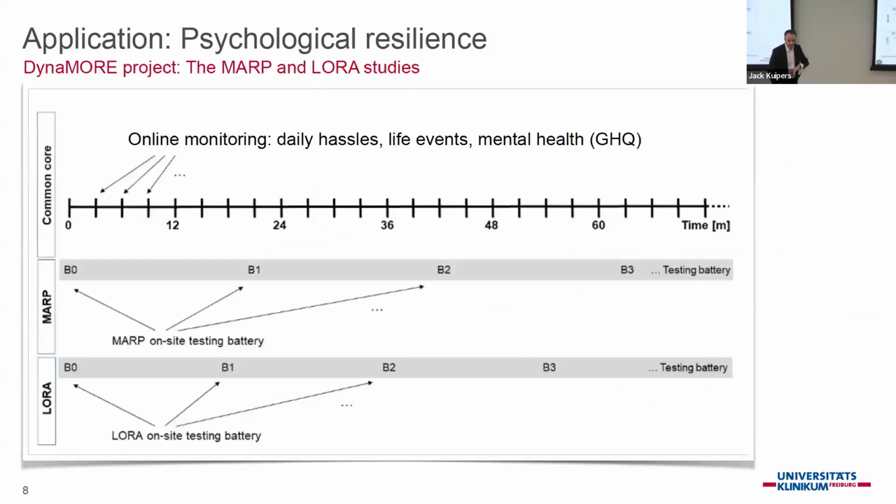And I have one quick example from a study on psychological resilience, where daily hassles, life events, and mental health were measured over the course of time. And you have to think about, okay, I want to use these transformers. These have been developed mostly for text data. So how do I turn my data into something that can be used for transformers?